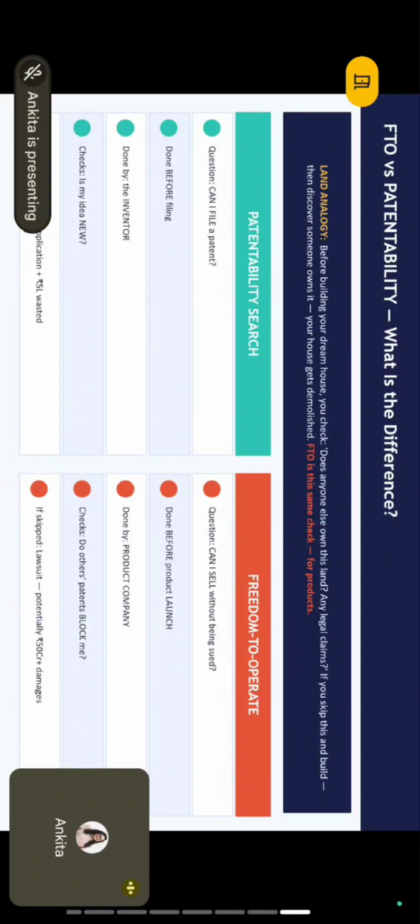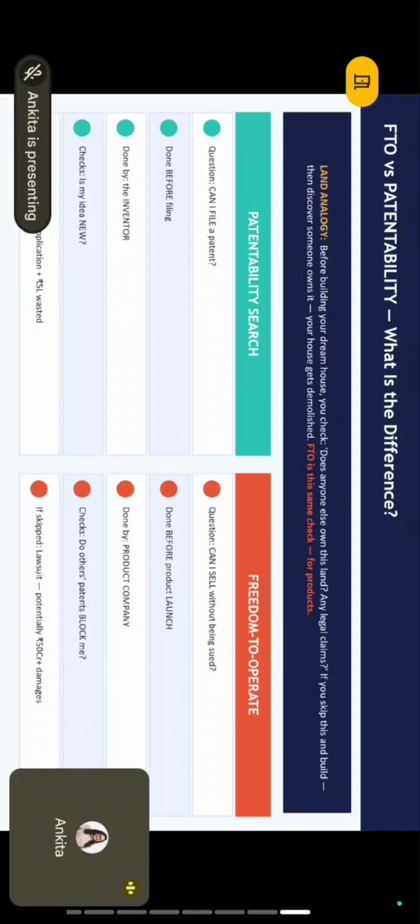Now, people often mix up these two things, the FTO and the patentability. Patentability search is something that can be done before filing a patent. If I have some idea, if I invented something and I want to file it, I will do a patentability search first because filing cost is also very high. And why do I do this patentability search? To check, is my idea novel, new or not?